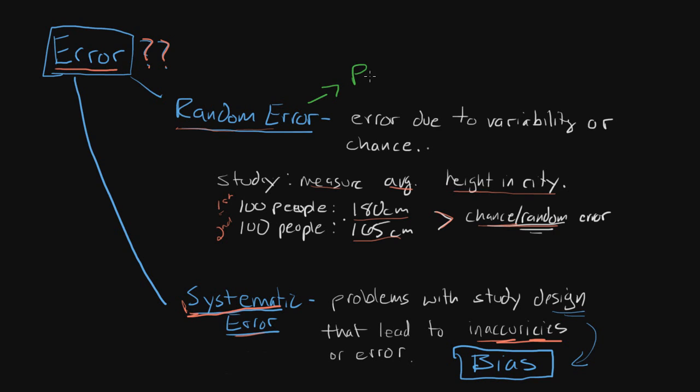There are some other terms that you may have heard with this. Random error is also known as precision. It's the precision of a study, where a systematic error tells you the accuracy of a study. The less random error, the more precise your study is. The less systematic error or bias you have, the more accurate your study.